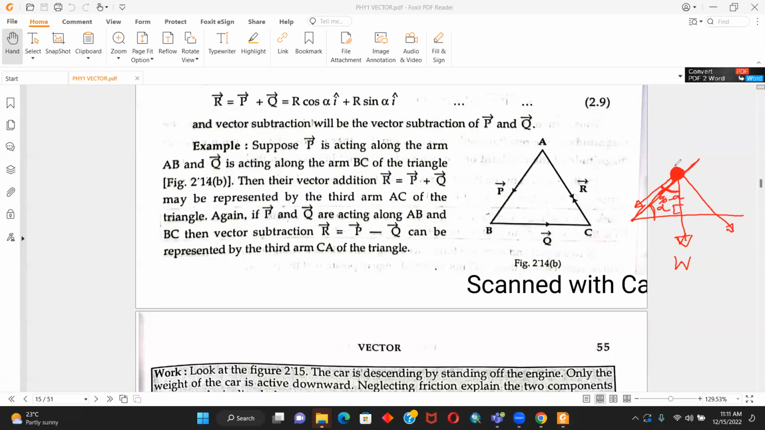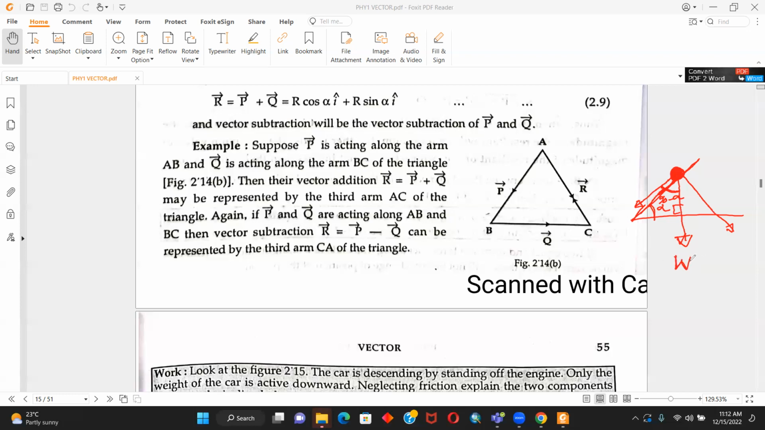So what will it be? This vector, what is the component? There is no x here. First of all, the magnitude of the ball. There is no magnitude. See, what did I say? I clearly mentioned that distribute the weight of the ball into two components. That was the question.